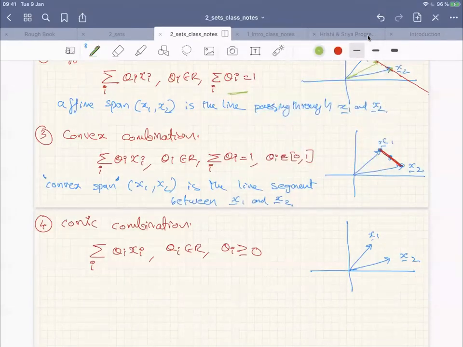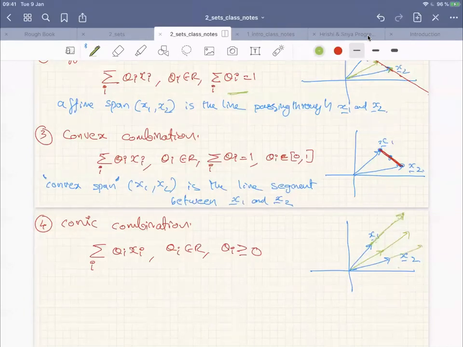So again, if you take theta 1 and theta 2 to be 1, it will be this. And if you take theta 1 and theta 2 to be half, you will get this one. And if you take theta 2 to be 0 and just take the other one, for example, theta 1 to be 1, you will get this. And if you take, for example, theta 1 to be 2 and theta 2 to be 0, then you will get this point.